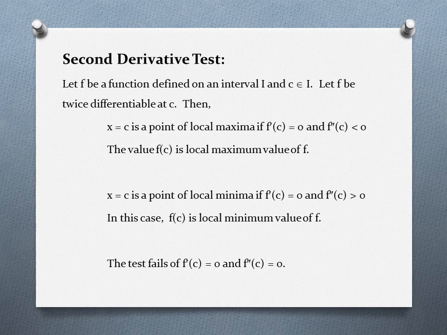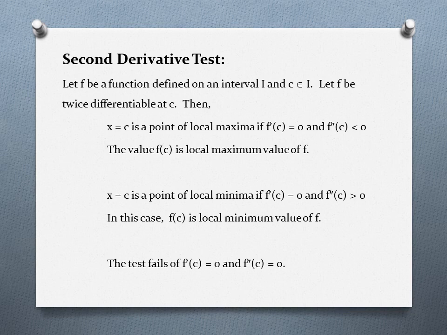Second derivative test, we have to find a local maximum and minimum. Let f be a function defined on an interval I and C belongs to I. Let f be twice differentiable at C. Then x equal to C is a point of local maxima if f dash of C equal to 0 and f double dash of C is less than 0, then the value of f of C is a local maximum value.